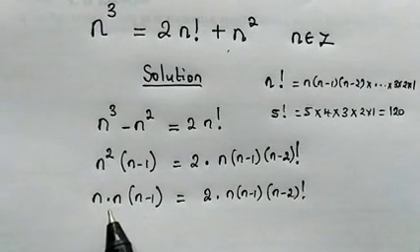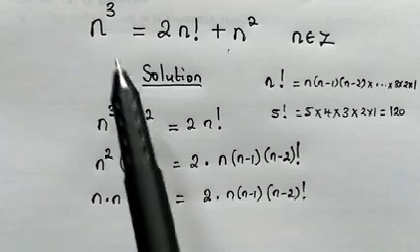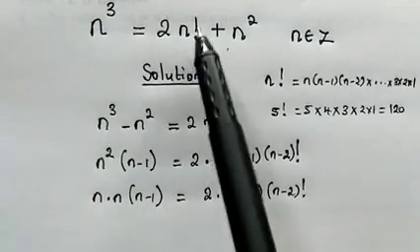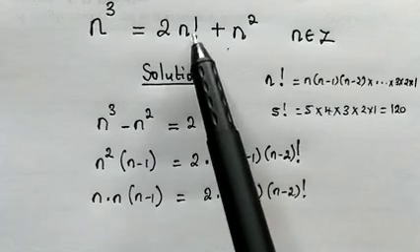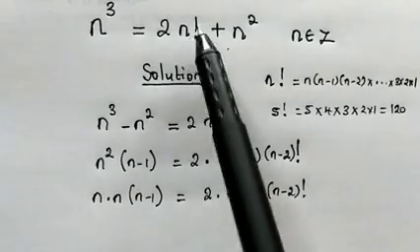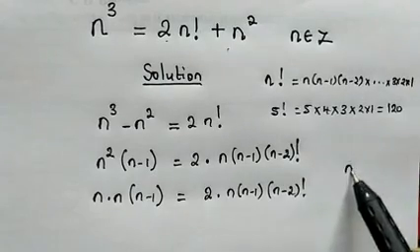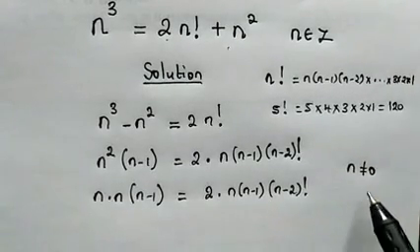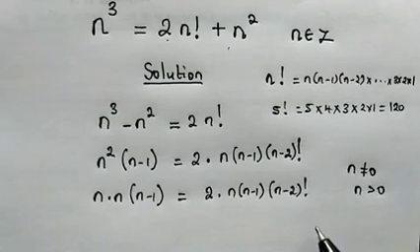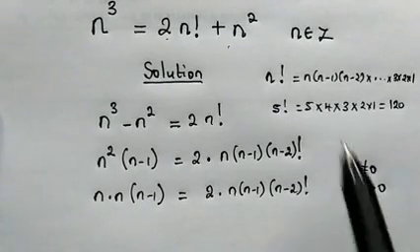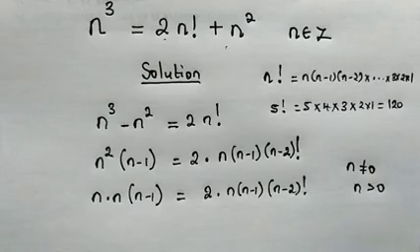Obviously, 0 is not a solution, right? Because 0 cubed is 0, but the right hand side is not 0. The only problem here is the n factorial, and we know that 0 factorial is equal to 1. So if n is equal to 0, we have 0 is equal to 2, which is not true. So n is not equal to 0. And n can only be greater than 0, right? But it must be an integer, since we're solving for integers.